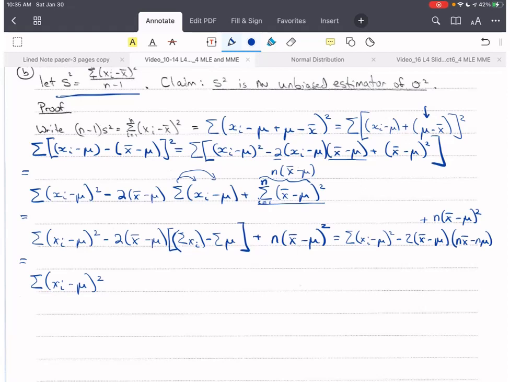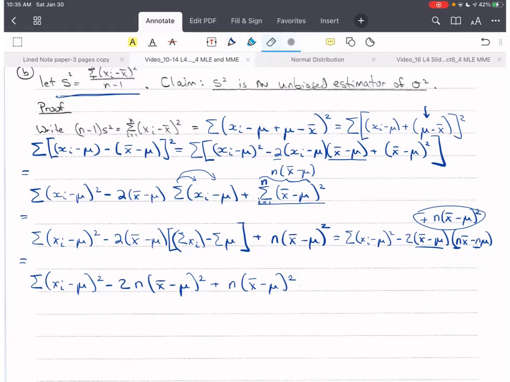Now we have minus 2, and I can factor out an n from both of these. And so I pull an n out here. That's going to leave this as x bar minus mu. I have another x bar minus mu here. And so this is going to be 2n x bar minus mu squared. And then don't forget this term that I had to write up here, plus n x bar minus mu quantity squared.